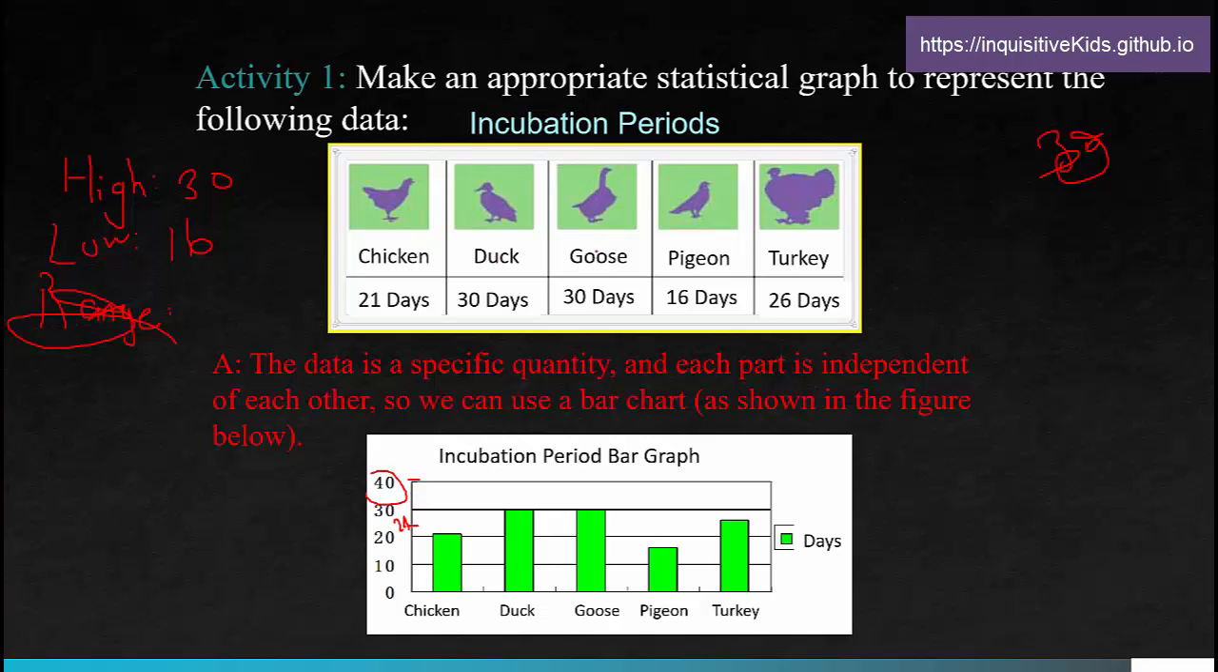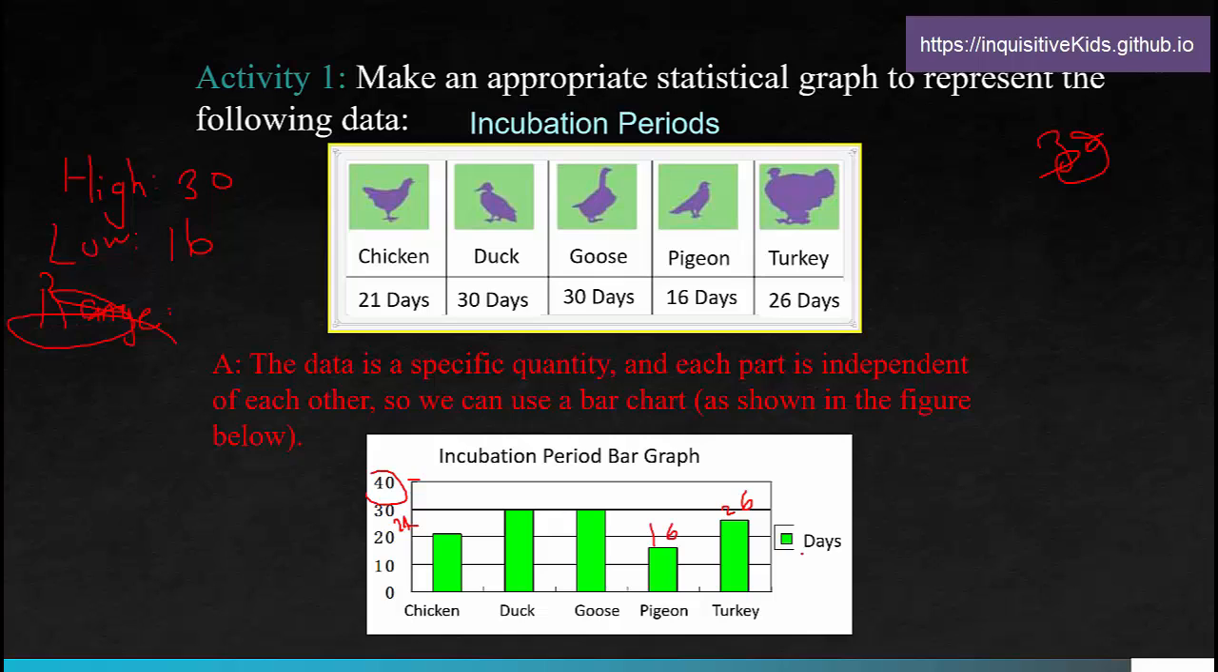Ducks and geese are exactly 30, so we could just mark them at 30 right here and fill it in. And then we have the pigeon. The pigeon is around halfway between 10 and 20, so that's where we put it. And the turkey is 26 days, so also around halfway between 20 and 30. But remember, this is 26 and this is actually 16.